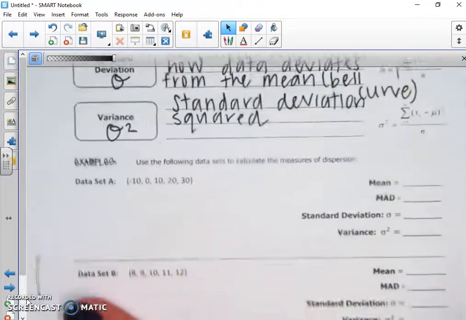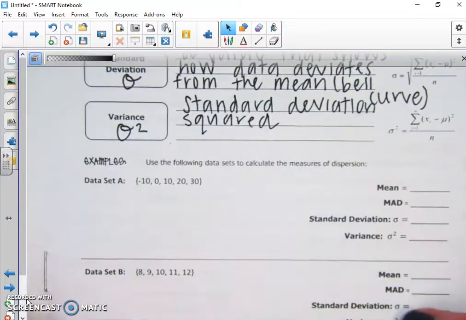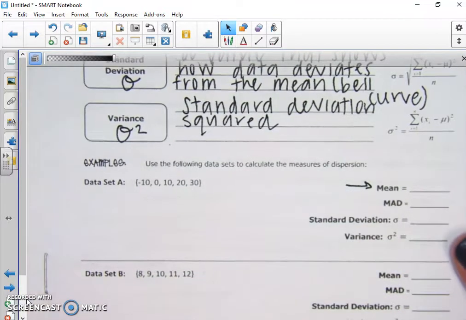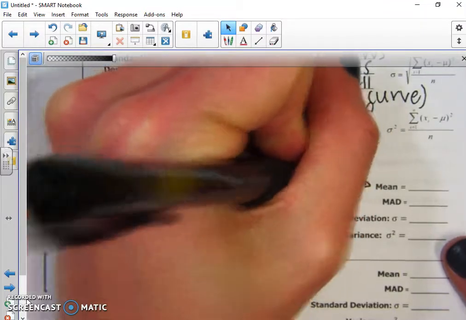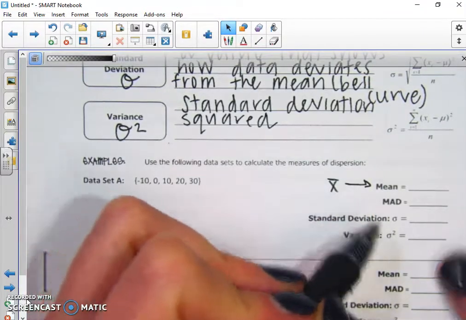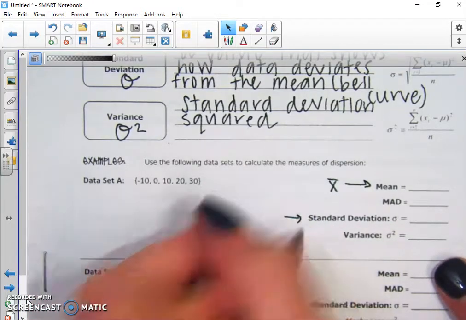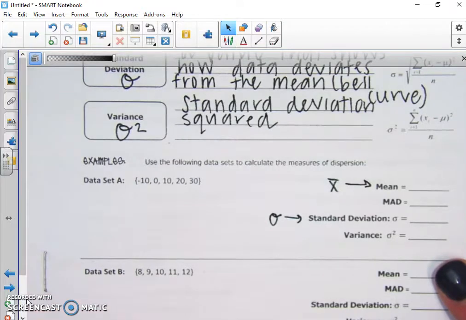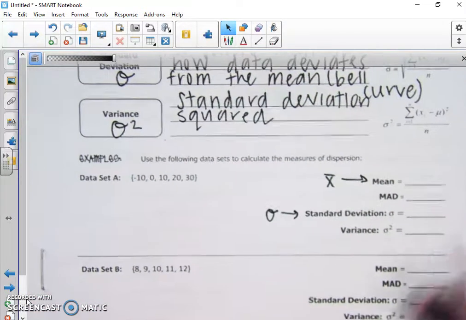So we're going to do the first data set together. Use the following data sets to calculate the measures of dispersion. We're going to find the mean, and remember in our calculator, when we look at the stats, the mean is actually written as x bar. The MAD is the mean absolute deviation. Then our standard deviation, or that sigma, and the variance, which is sigma squared. So we'll use our calculator to figure this out.